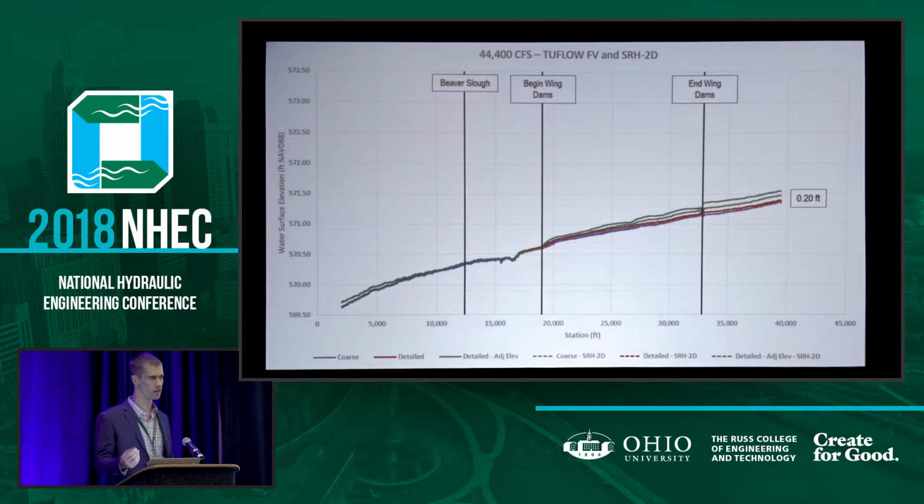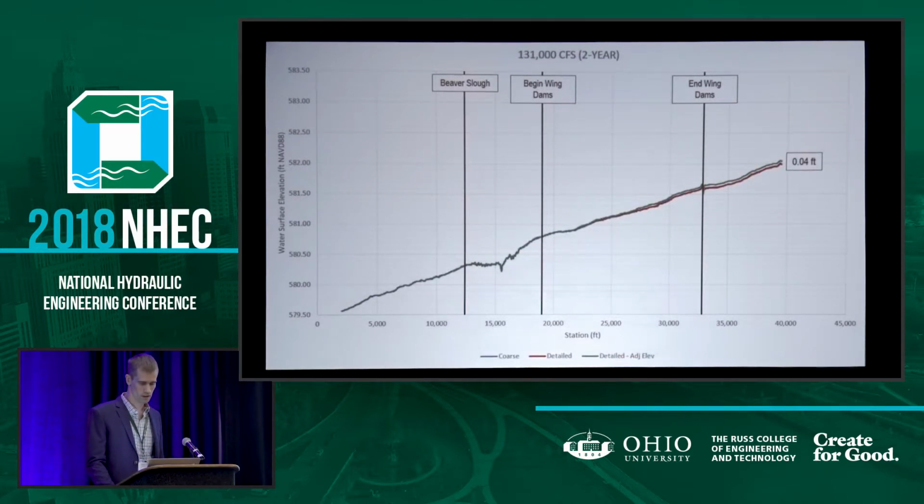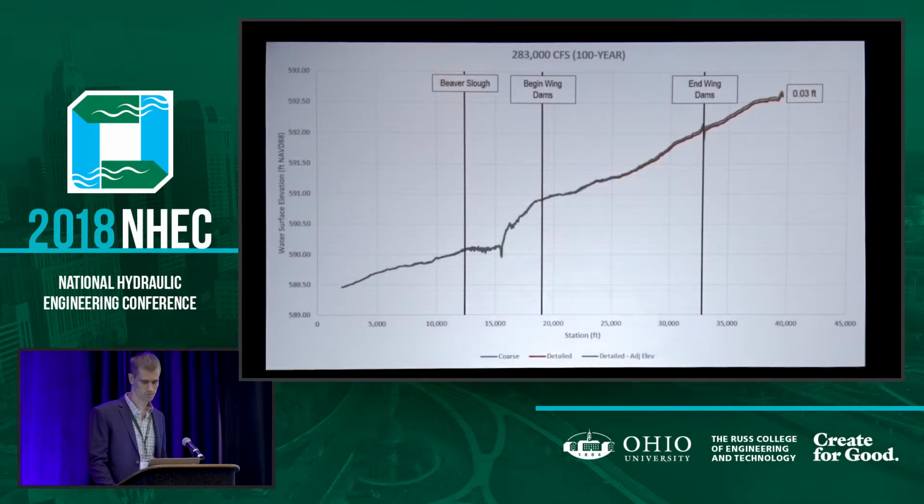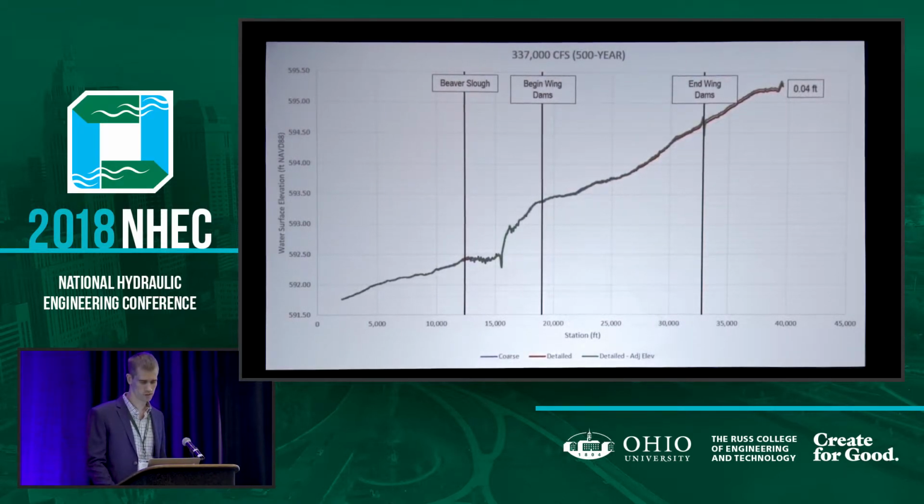It's also important to keep in mind how low of a flow this is. It's much less than even the 2-year flow, and you most likely would not look at a flow this low unless you're looking at more sediment-related issues. We'll just go through these quickly here. For the 2-year event, again, comparing the coarse and detailed meshes and then adding in an adjustment to the crest elevations, not much of a change, 0.04 of a foot, 0.03 of a foot for the 50-year. Same thing for the 100, 400ths of a foot for the 500-year.